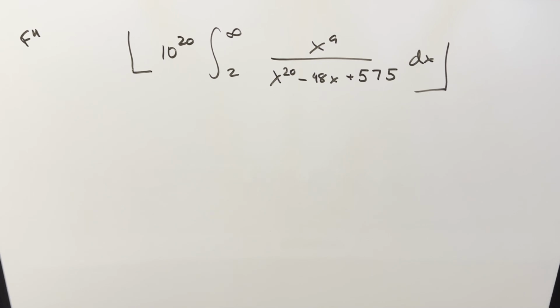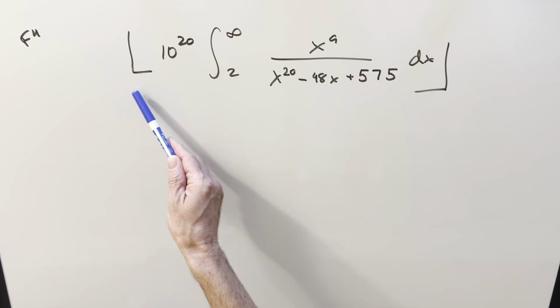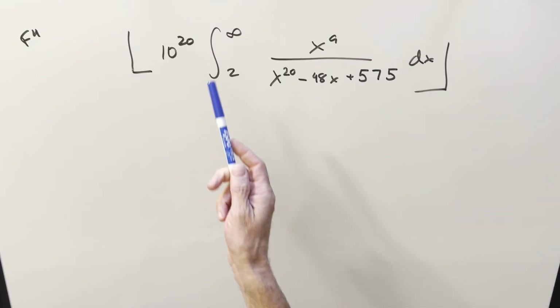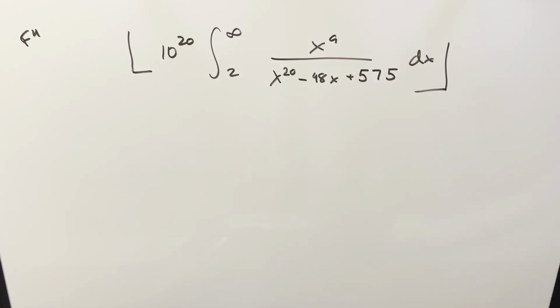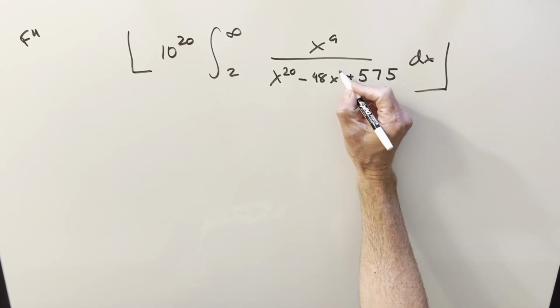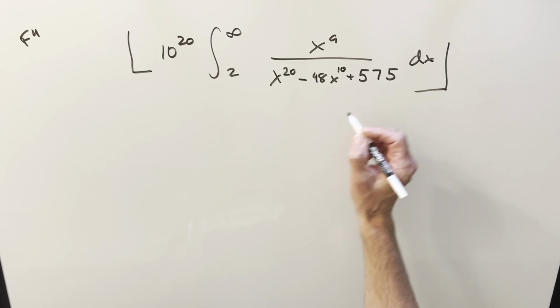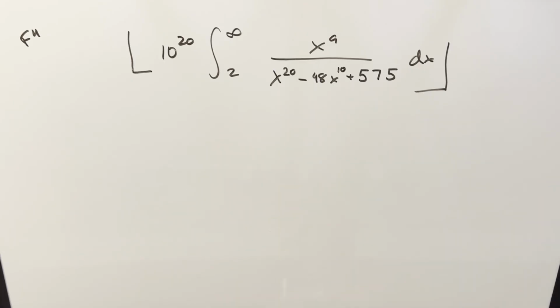Okay, what we have here today is a crazy integral from MIT 2023 finals number 4. We have the floor function around the whole thing, 10 to the 20th, and then we have the integral of this from 2 to infinity with one mistake. This should be 48x to the 10th right here, all this stuff dx.